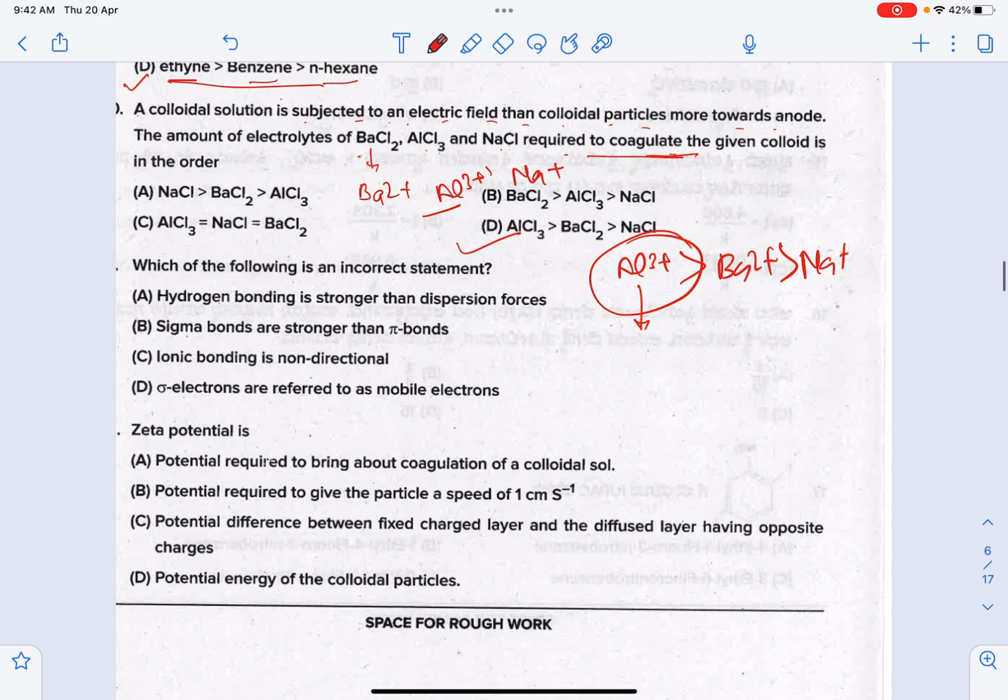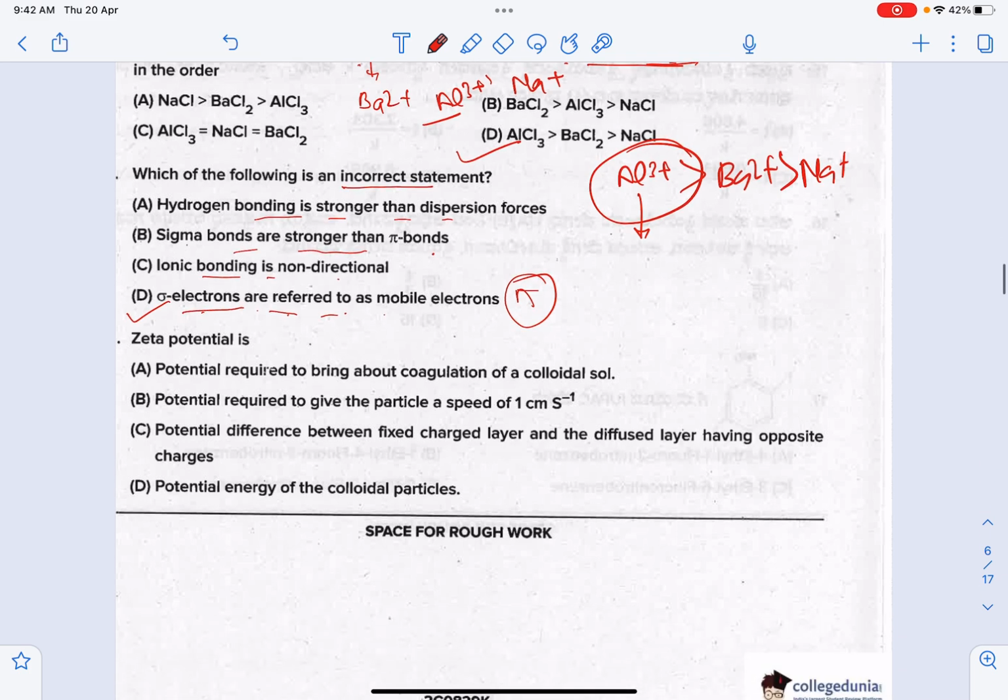Okay, next: which of the following is an incorrect statement? Hydrogen bonding is stronger than dispersion force; sigma bonds are stronger than pi bonds. Here we are asked about the incorrect statement. Ionic bonding is non-directional. Sigma electrons are referred to as mobile electrons. The wrong answer will be D. Sigma electrons are not mobile electrons, only pi electrons are mobile.